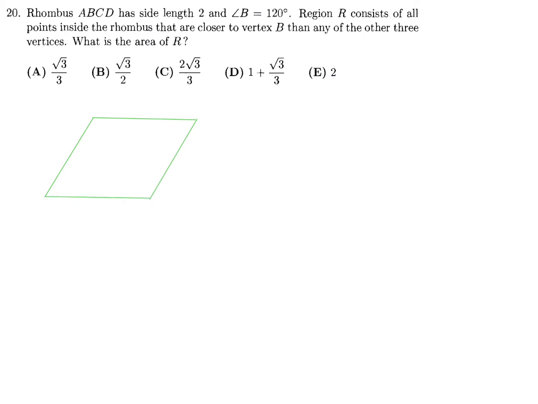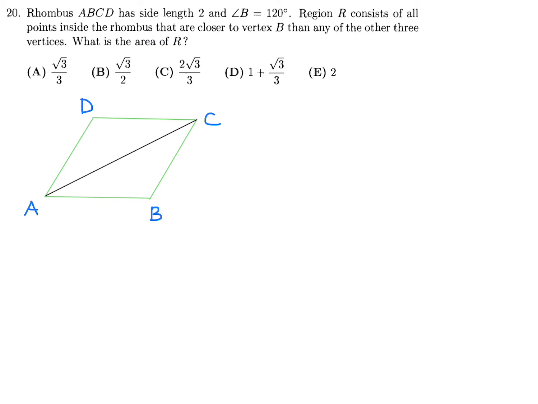So that's pretty good. And they don't give us much. They only tell us that B is 120 degrees, so this angle is 120. All right, we have to work with this. So first, let's talk about the region R. Where is that region R going to be? Okay, well, we want any point to be closer to B. So if we draw a diagonal from A to C, any point in here is obviously closer to D than it is to B.